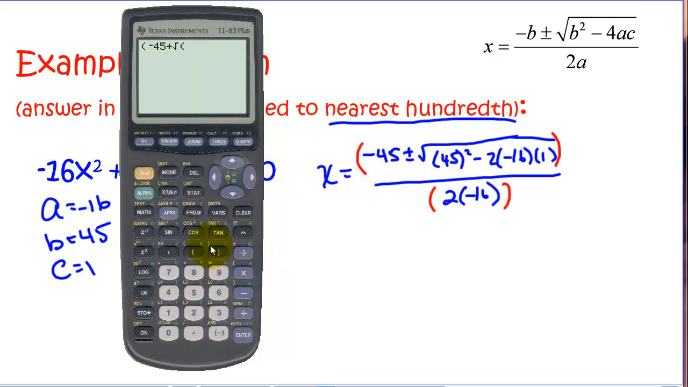Now I'm going to pretend that was a negative number and just show we would want to put that into parentheses and square it. Now we've got minus 2 times negative 16 times 1. Now I use the times symbol here instead of those parentheses. You could use the parentheses if you want. Now I'm closing the parentheses on my square root. And now I have to also close my parentheses here. Divide. Now on the bottom we are doing 2 times negative 16.